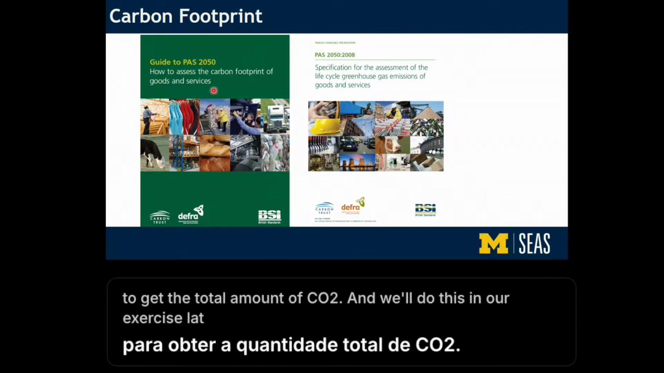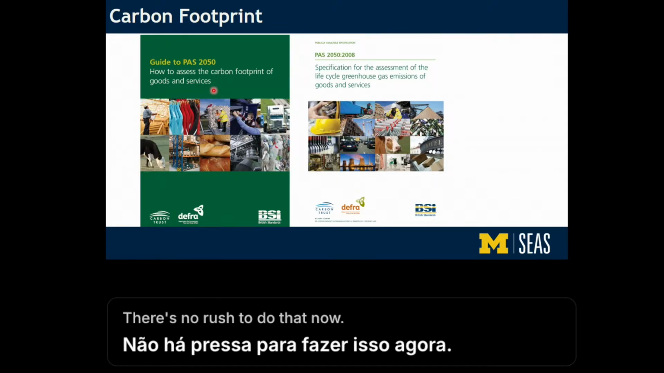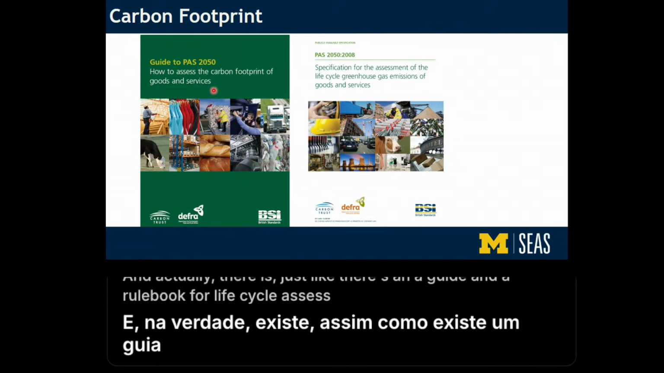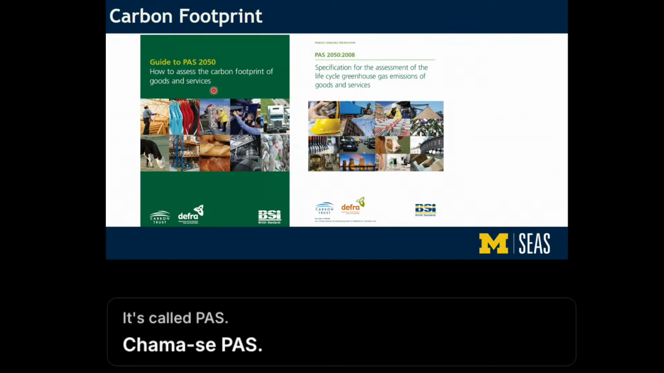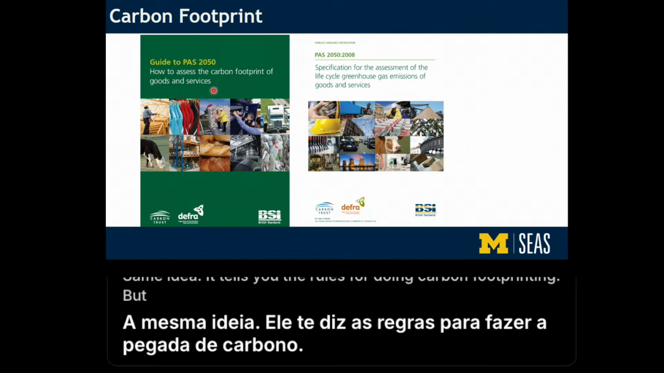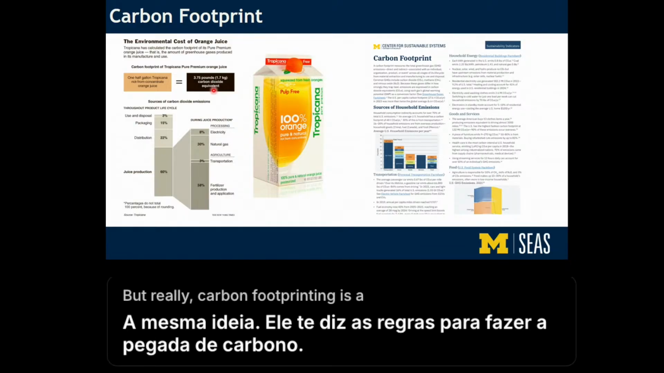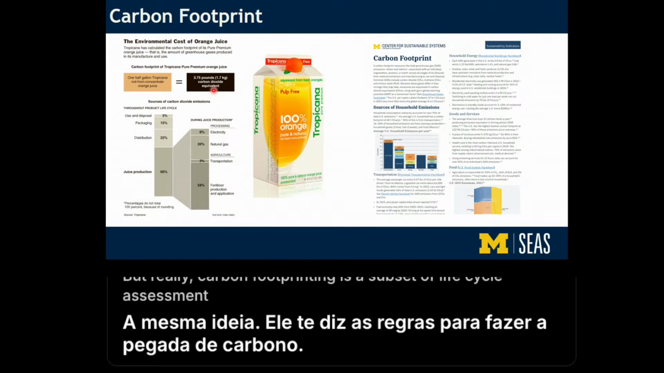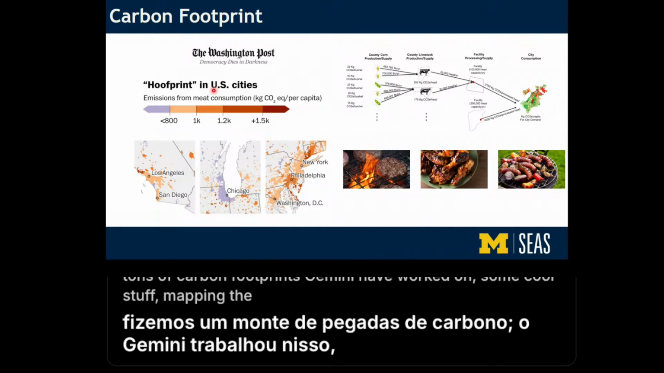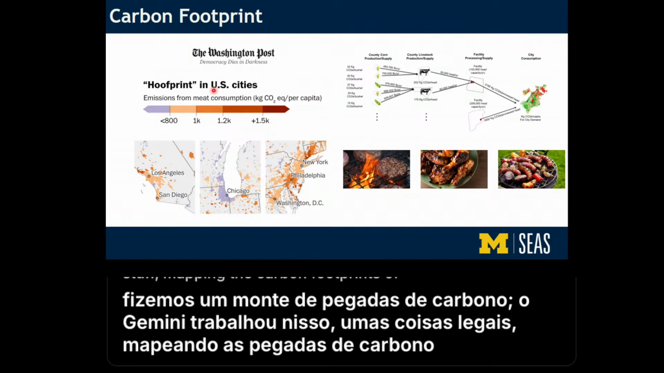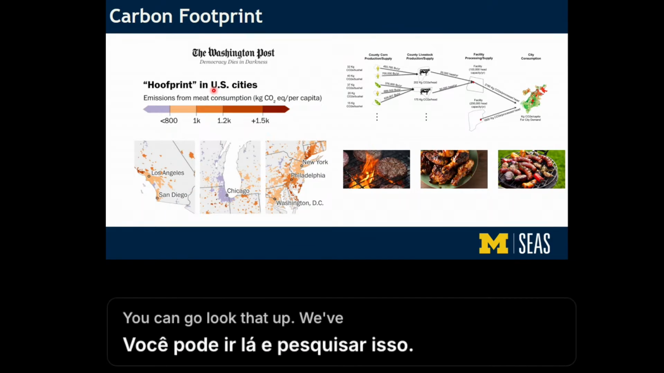And actually there is, just like there's a guide and a rule book for life cycle assessment, there's also a rule book for carbon footprinting. It's called PAS 2050. Same idea. It tells you the rules for doing carbon footprinting. But really, carbon footprinting is a subset of life cycle assessment. And we've done at the University of Michigan tons of carbon footprints. Jim and I have worked on some cool stuff, mapping the carbon footprints of beef, chicken, and pork consumption across the United States. You can go look that up. We've published that last year in Nature Climate Change.